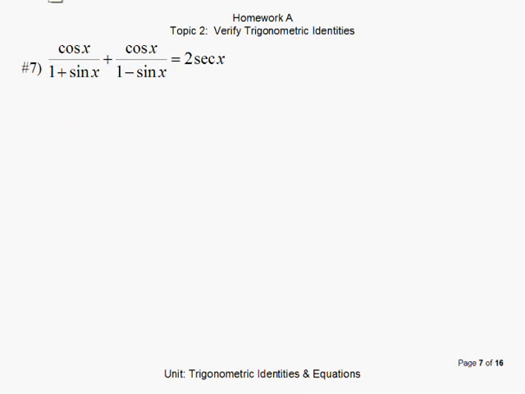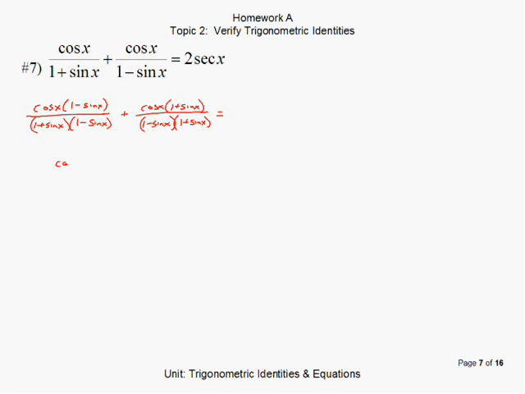Number 7. I would get common denominators for these two fractions so we can add them together. On the left, we need a 1 minus cosine of x. You multiply it times the top and the bottom. The right fraction, we need a 1 plus cosine of x. So you multiply it times the top and the bottom.